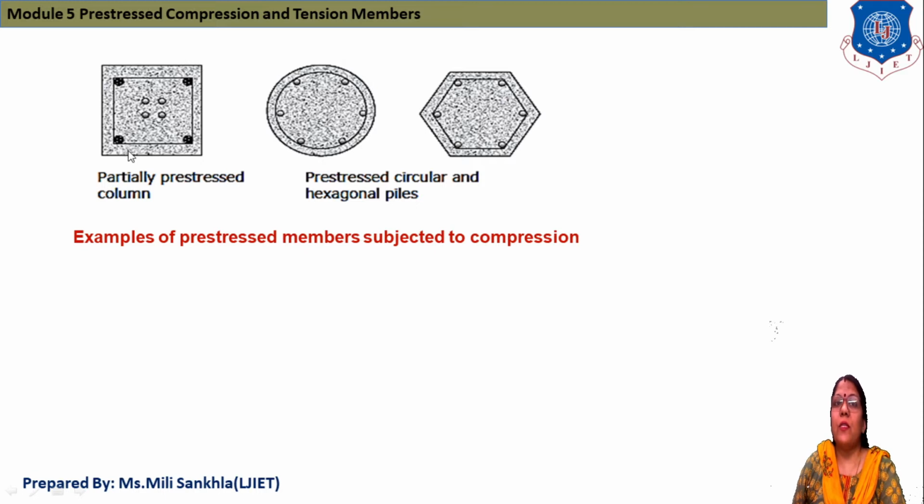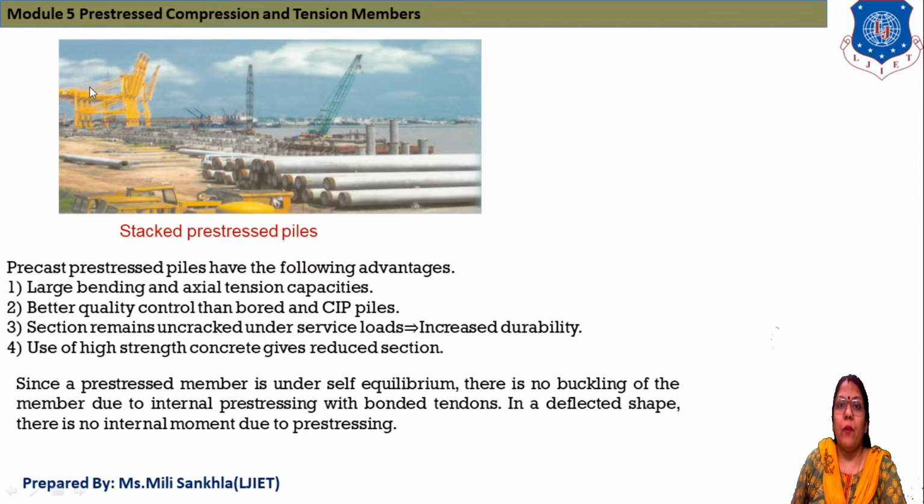First one is the partially prestressed column. Okay, this is the prestressed circular and hexagonal piles. This is the example of a pile, that is the circular section, and this one is the hexagonal shape. Now here we can see the manufacturing of prestressed pile, the figure is given.